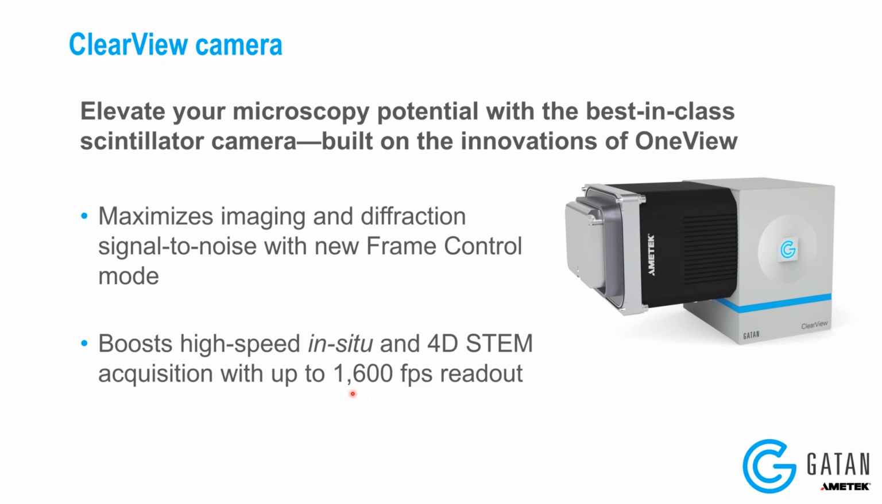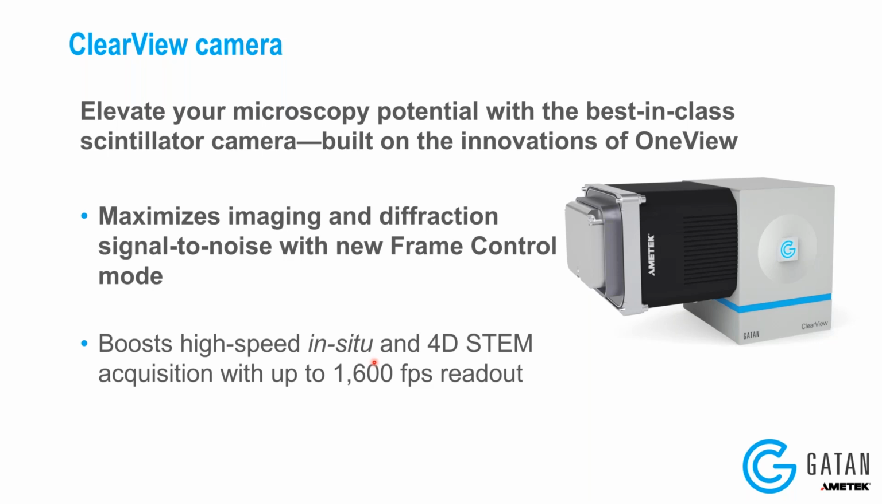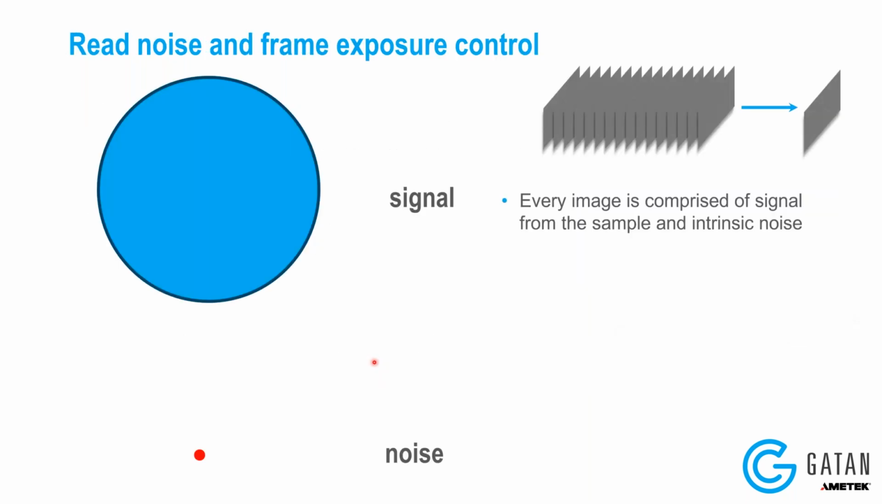So we can go up to 1600 frames per second, which is the fastest frame rate of any scintillator camera available, as far as I know. And that's great for 4D STEM and then also high-speed in-situ experiments as well, which I'll talk about more in detail. So the first thing I'll talk about was how we can use these new mechanisms for running the camera in this frame control mode to maximize your signal to noise.